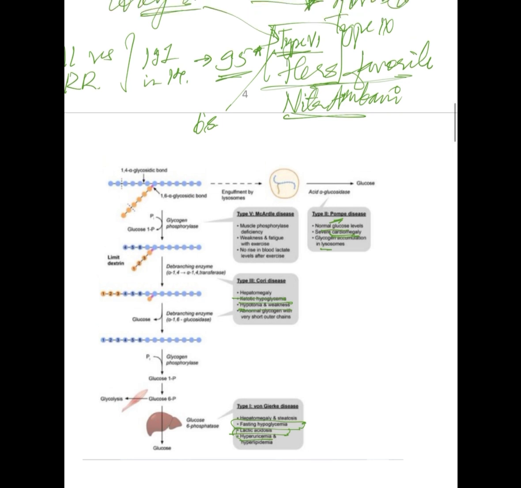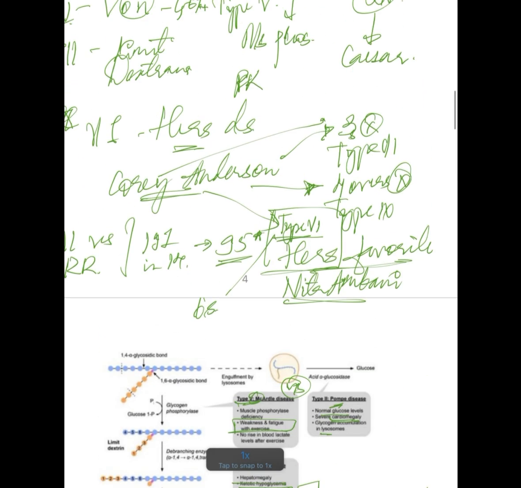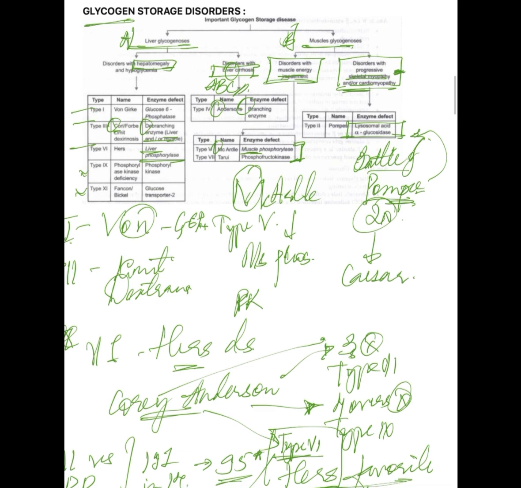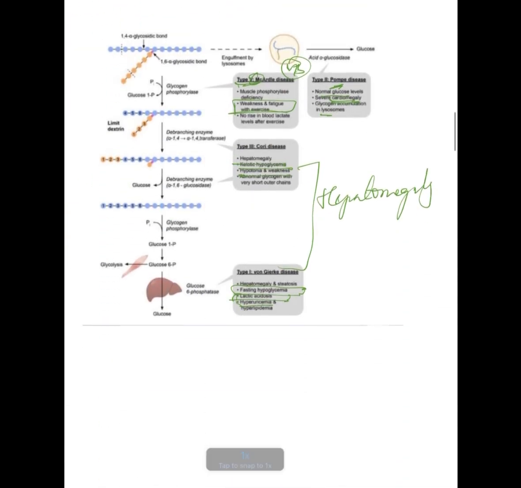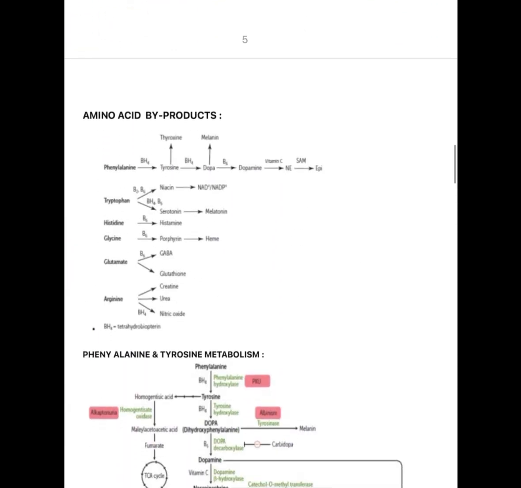However, McArdle's, which is type 5, is also a muscle glycogenopathy, as I told earlier, with weakness and fatigue with exercise. So these two will have clues related to weakness, while these two will have clues regarding hepatomegaly. So remember this small classification and you will be able to answer most of the questions related to glycogen storage disorders. Okay, moving on to the next part, which is amino acid byproducts.